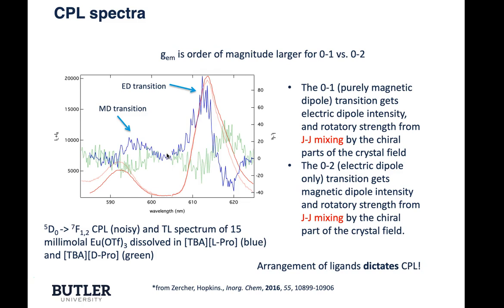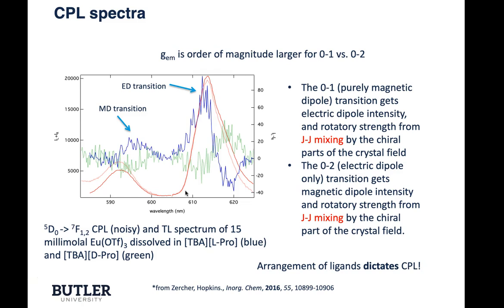And likewise, the same thing, the 0 to 2 is an electric dipole. There's no magnetic dipole allowed, but there's J to J mixing. So there's mixing between these two states that allows you to get a rotatory strength, okay? And actually what drives that J to J mixing is the structure. How are the ligands arranged around this europium, okay? And in this case, we're showing the 2 chiral components of proline in the blue and the green, and you can see that as we change the handedness of the ligand, we're changing the sign of the CPL.